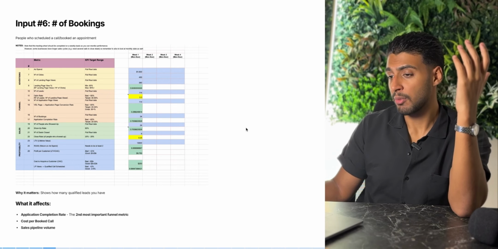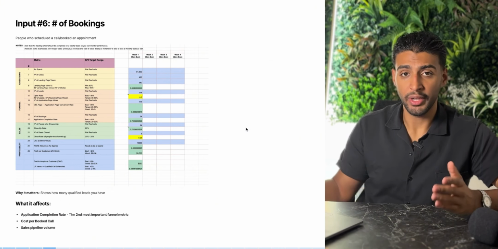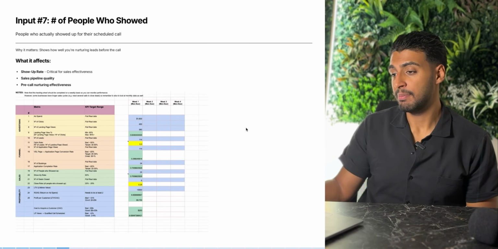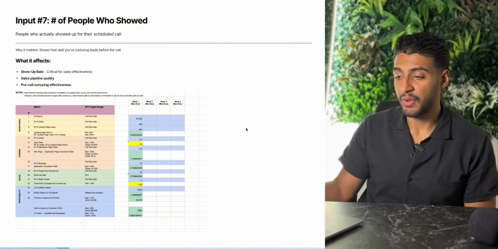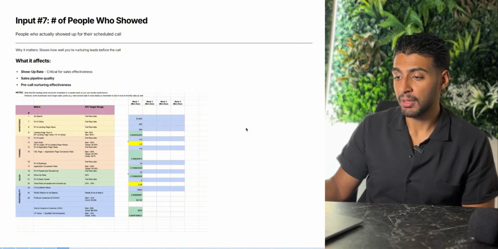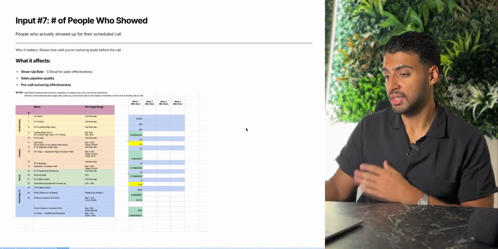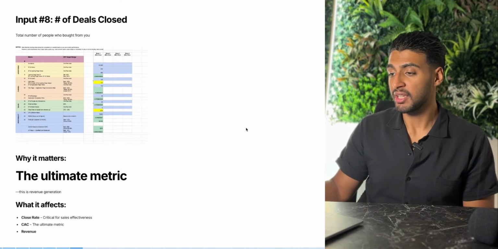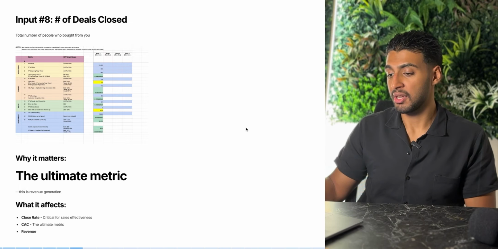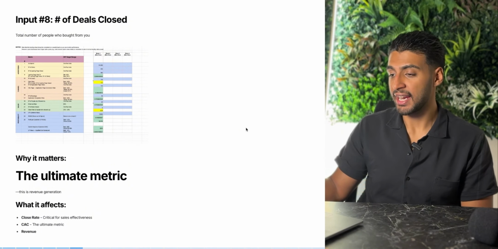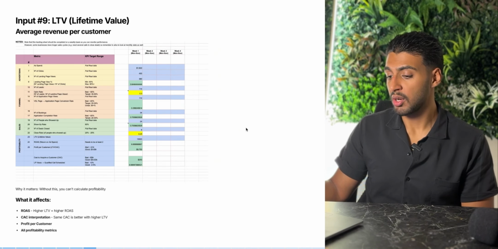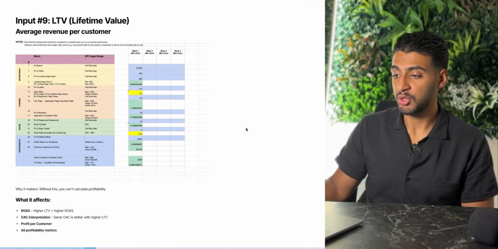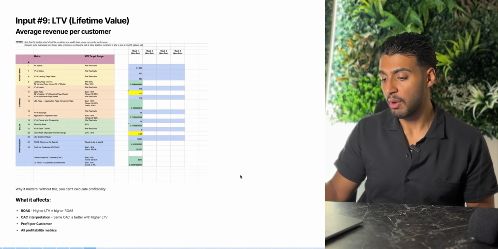The 6th thing is the number of bookings, the people who actually schedule a call and book an appointment. Number 7 is the people who actually showed up. What it affects is the show up rate, the sales pipeline quality, and the pre-nurturing effectiveness. And the 8th metric you want to insert is the total number of deals closed. Why? Because this affects the closing rate, the CAC, and the revenue. Right? LTV is also a number you do want to insert, which is the average revenue per customer. What it affects is the ROAS, the CAC, profit per customer, and all profitability metrics. And so this is all the numbers you have to insert manually every Monday.